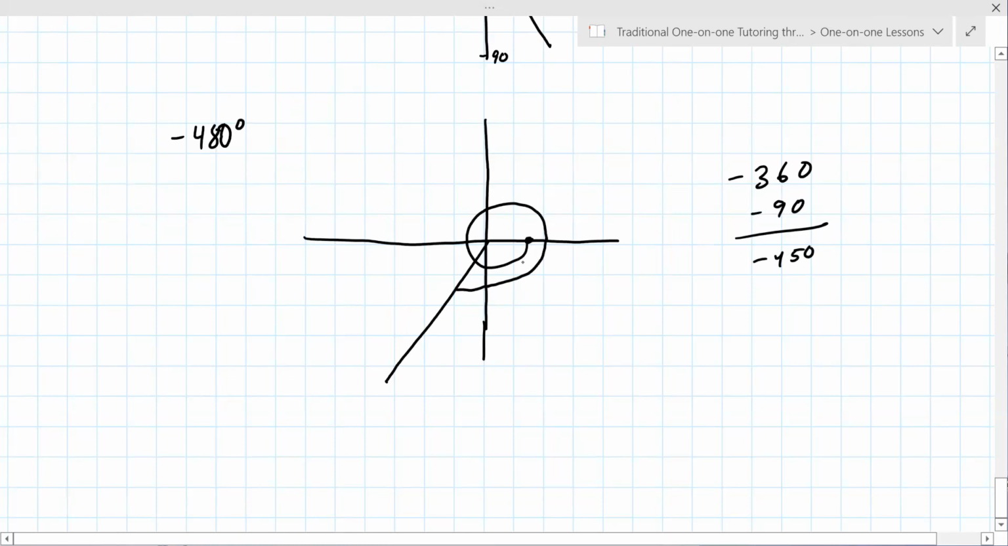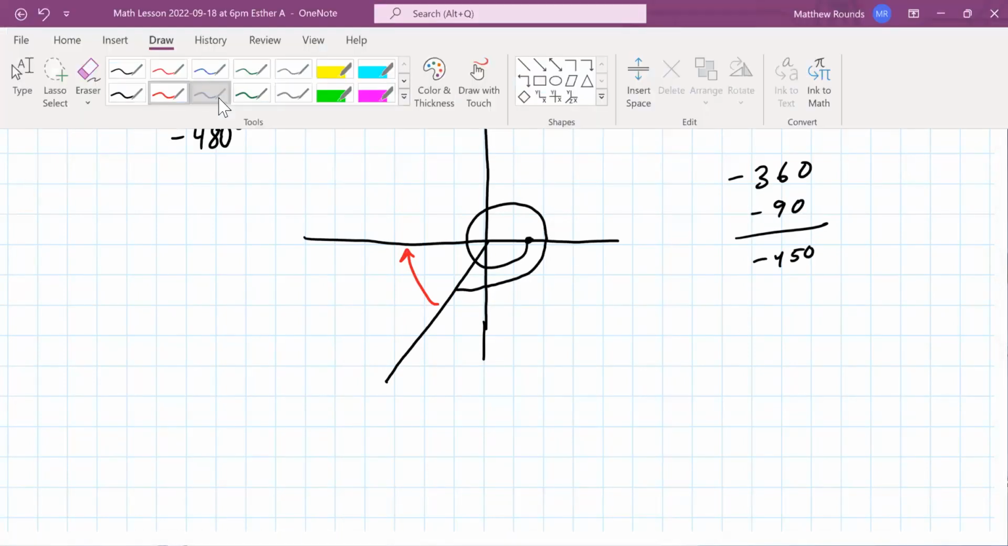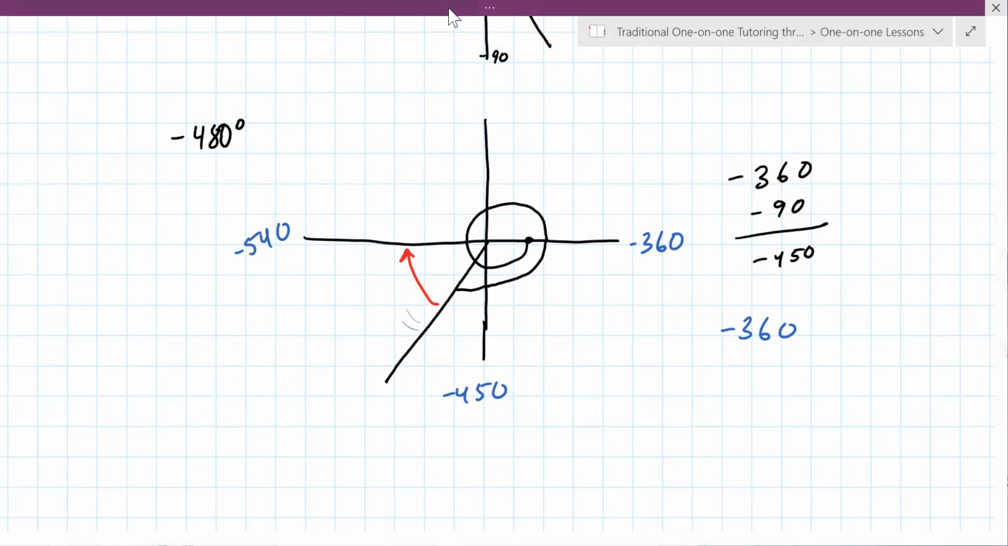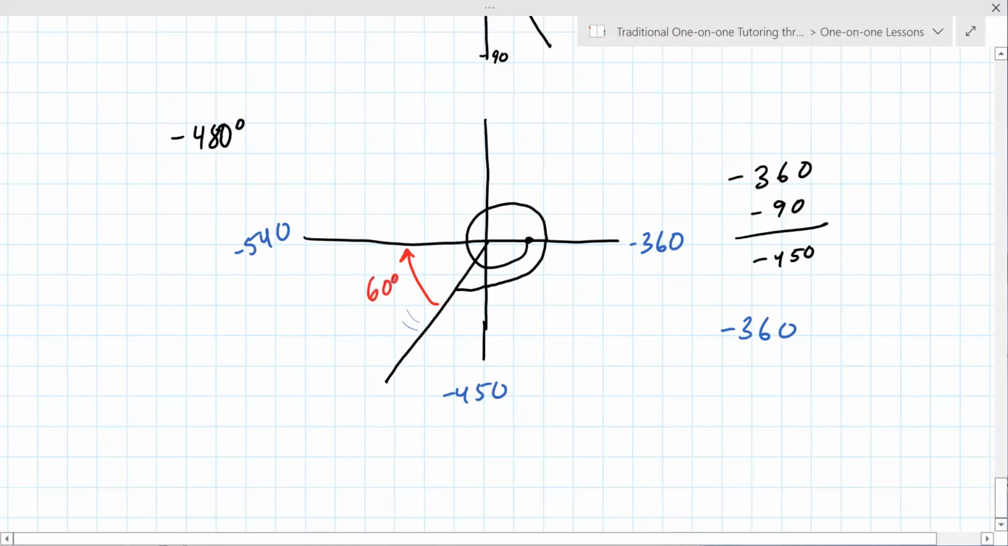It's like breaking it up into parts. This time the reference angle is the one made with the x-axis. So we've gone 450, but we need to get to this one up here. And that's where it can be frustrating, because you might even want to write out, just as an idea, minus 360 here, minus 450 here, and minus 540 here. And that way you're like, oh, I'm at minus 480, so I need to go another 60 to get there. But reference angles are always positive. Always, always, always.